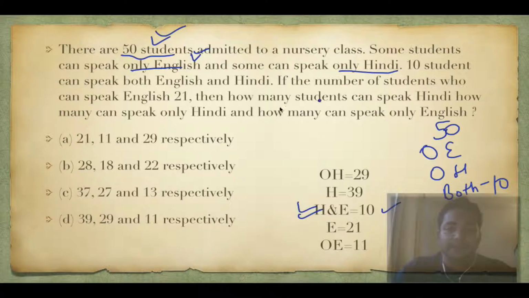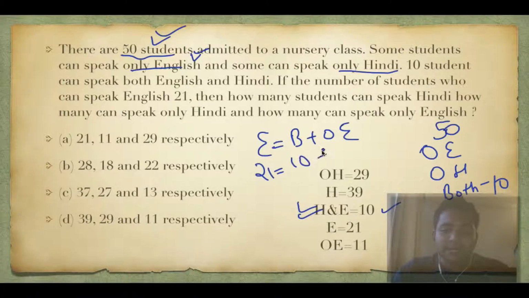Good. If the number of students who can speak English is 21, so English will include both plus only English. So English is 21. So 21 is equal to 10 plus only English. So only English will be 11. Is that understood? Absolutely understood. Who can speak English will include people like me who can speak both English and Hindi, and people from down south who can speak only English and their mother tongue. Then how many students can speak only Hindi, and how many can speak only English?